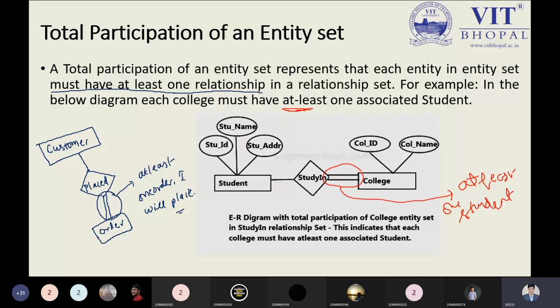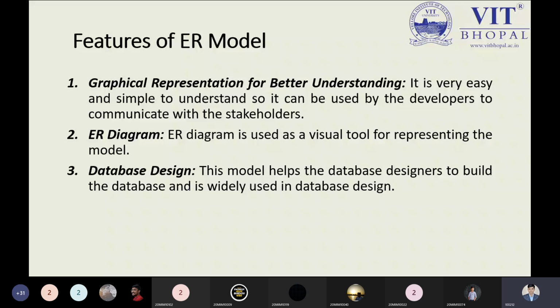Yes, sir. Okay, good. Now, some notes. What are the features of the ER model we have to choose? So, graphical representation for better understanding. Yes, of course. See, this is a graphical representation. With the help of pictorial representation, by using some notations, we can represent our information in a simple way. And now your diagram is basically a visual tool.